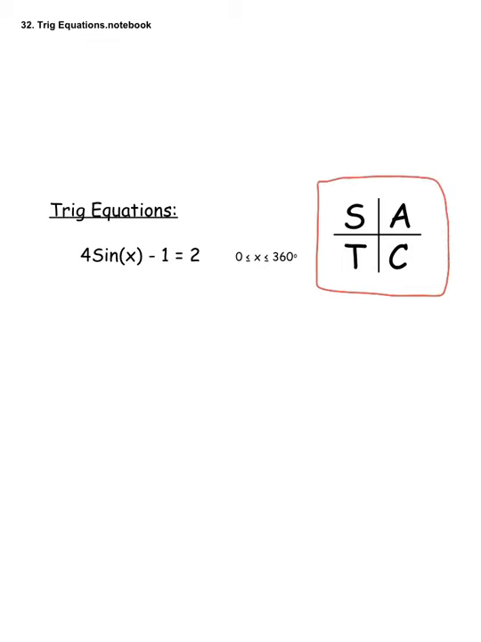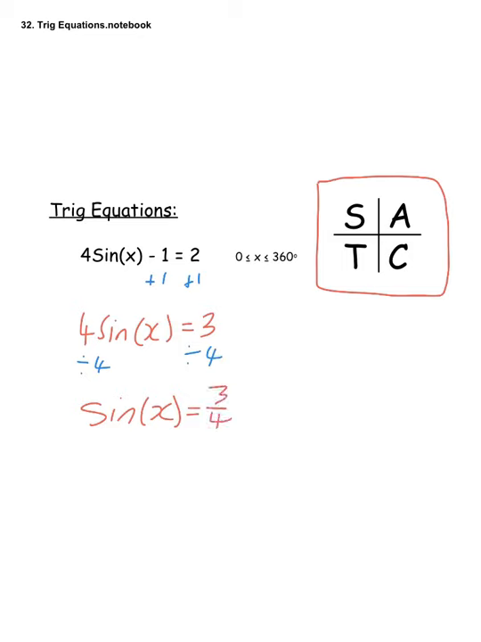Right, so to solve a trig equation we need to make sine x the subject of the equation. First of all, we are going to add on 1 on both sides, so we get 4 sine x is equal to 3. We're then going to divide by 4 on both sides so that we get that sine x is equal to 3/4.